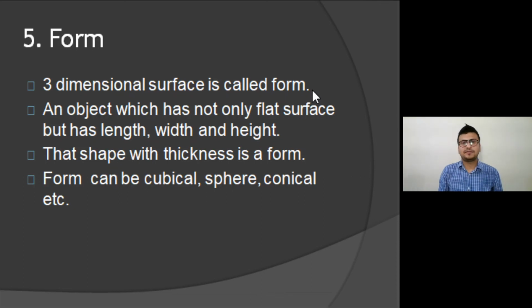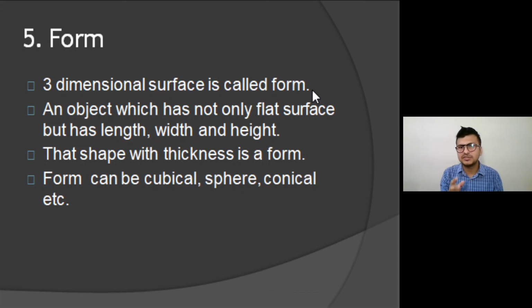Coming to the fifth element of design, that is form. Three-dimensional surface is called form. Basically, in our school times, we have studied about the axes: x-axis, y-axis, and the z-axis. If I talk about the axes, see, it's an x-axis, it's a y-axis, and it is a z-axis. I don't have three pens right now, otherwise I would have shown you three axes. I hope you must have got this small thing.